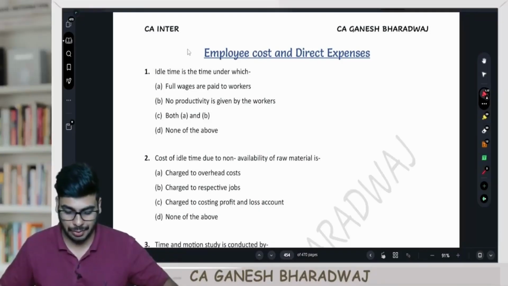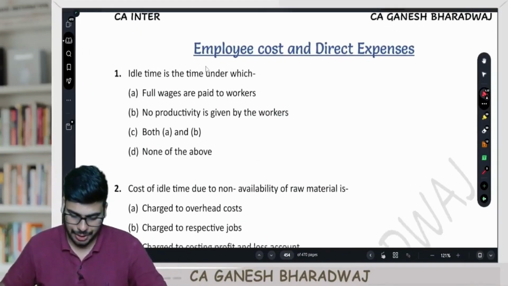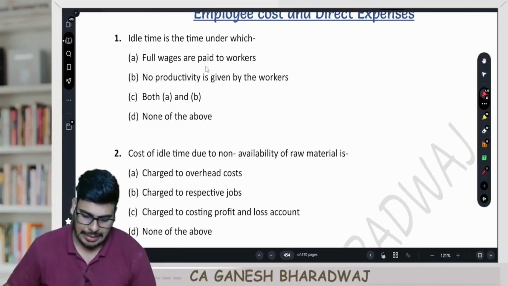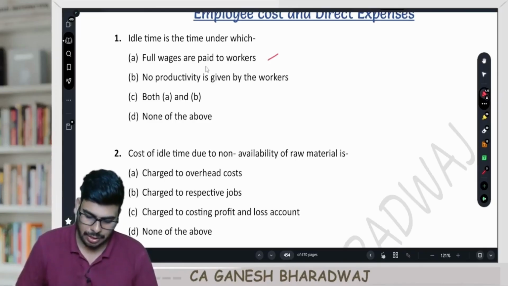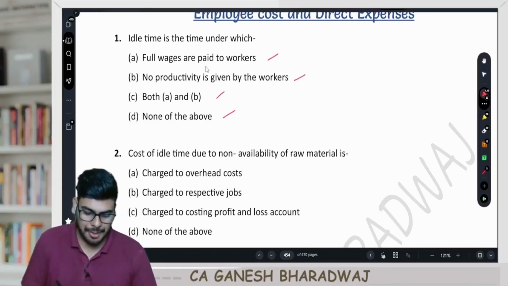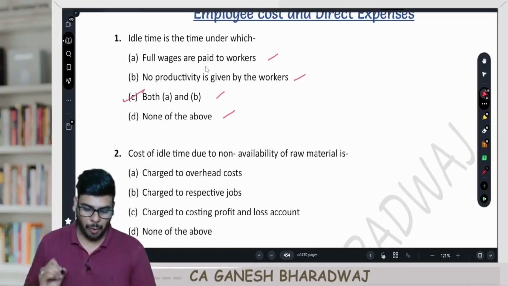So please take the MCQ section. First: idle time is the time under which full wages are paid to workers; no productivity is given by workers; both A and B; none of the above. So the option is C, that is both A and B.